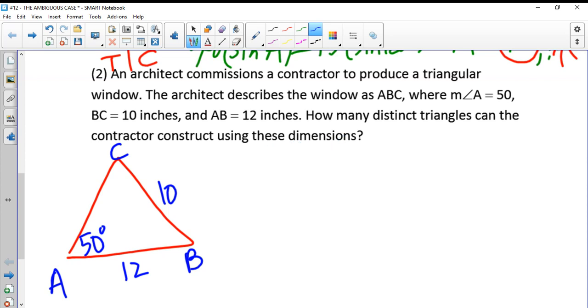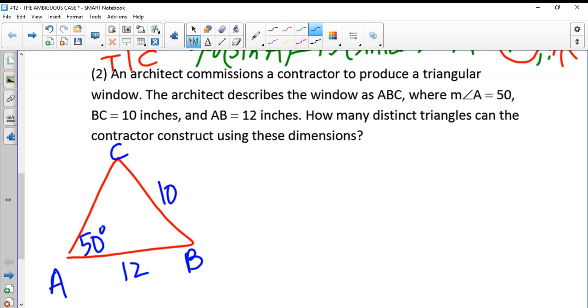So again, they're making something, in this case a window. Is there only one possible window that would fit? Because if you're a contractor, you really only want the one that's going to work when you're making something. So you want to make sure that only one's going to work. If there's more or less or whatever, or it's not going to work at all, you need to know that.